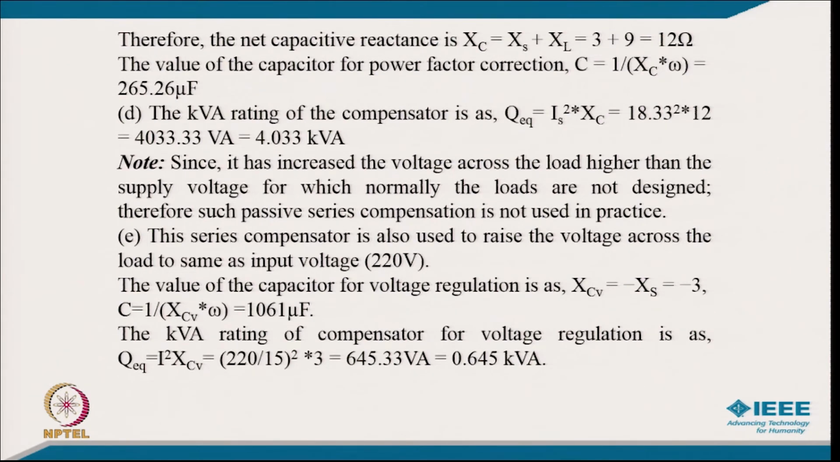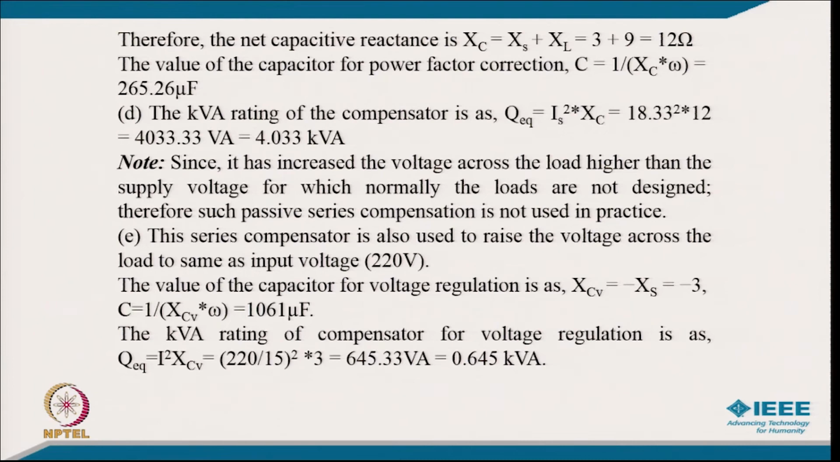Since it has increased the voltage across the load higher than the supply voltage, for which normally the loads are not designed, such passive series compensation is not used in practice in distribution systems. So, this series compensator is also used to raise the voltage. That is the second part of this numerical. The series compensator is used to raise the voltage across the load to the same as the input voltage, and then we have to find out the compensator element. So, the value for the voltage regulation is Xcv equal to minus Xs equal to minus 3. So, C will be equal to 1 upon Xcv into omega. So, that is 1061 microfarad.